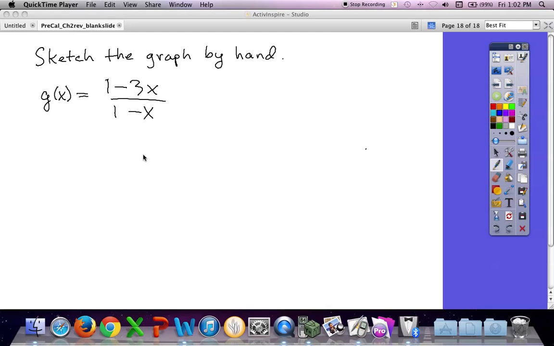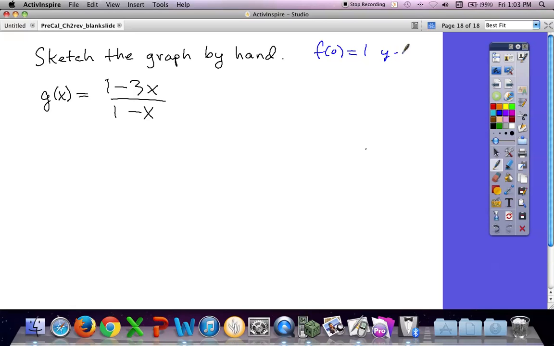Okay, so let's think of all the things we're supposed to do when we sketch by hand. First thing, y-intercept. How do you find the y-intercept? The y-intercept is f of 0. It's what you get when you plug in x equals 0. You put a 0 over 0, what do they equal? 1. There's a y-intercept of 1.